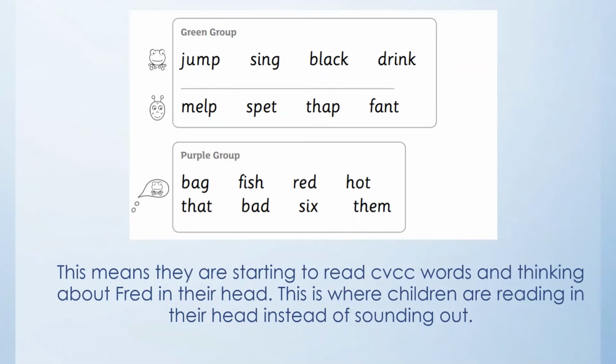To be in purple group, they start to look at what we call Fred in your head. Next to that purple group box, you can see Fred is in a thought bubble. Children have to sound out those words just like they did when they were Fred talking, but this time they are going to be doing it in their heads. So they would sound out each sound, blend it in their heads and say the word.